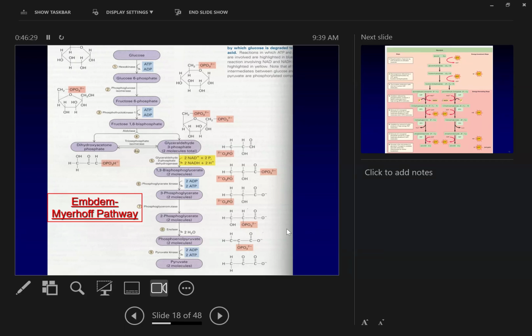You said these are 2 ATP. Yes. So those are ATP. That's where we are in this. Okay, thank you. Is it 2? Yeah.